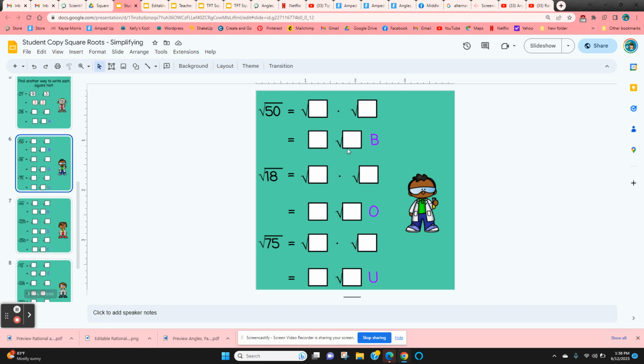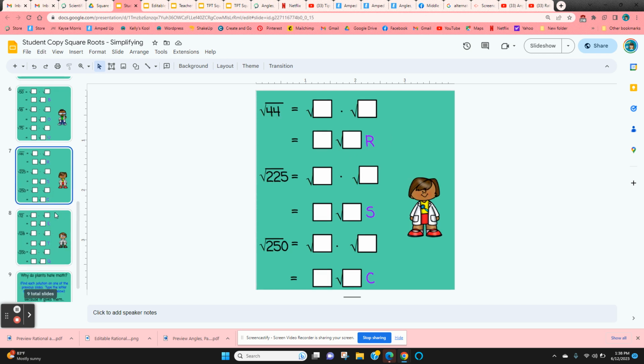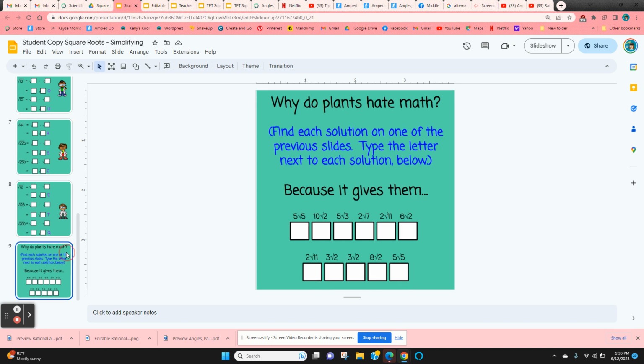Now, if you notice, all of these answers have a letter next to them. They're going to use those letters to solve a riddle at the end. So they want to solve the riddle, why do plants hate math? Because it gives them, and they're going to find all of these solutions on the previous slides.